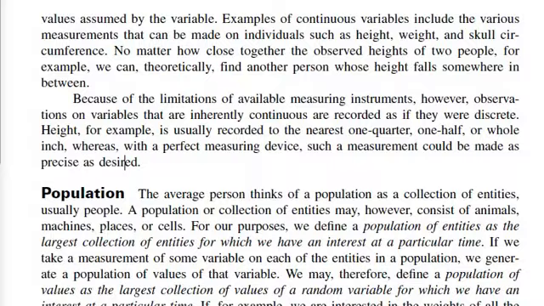Because of the limitations of available measuring instruments, however, observations on variables that are inherently continuous are recorded as if they were discrete. Height, for example, is usually recorded to the nearest 1/4, 1/2, or whole inch, whereas, with a perfect measuring device, such a measurement could be made as precise as desired.